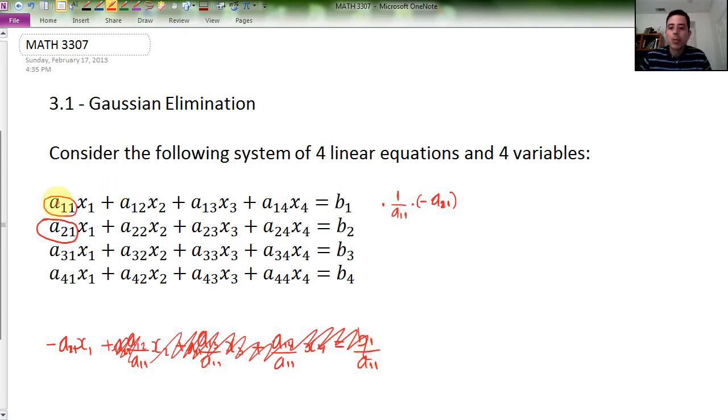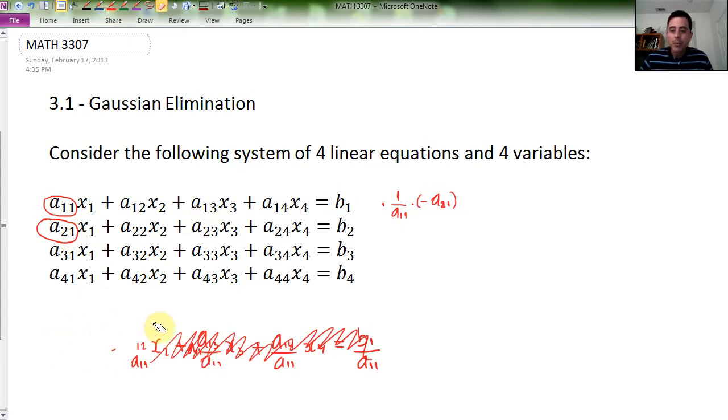But the idea is to multiply the first equation by the reciprocal, 1 over a11, so this becomes 1, and then multiply by the opposite of this coefficient, negative a21. Then this is what we have. Now we can add to the second equation. So when we add that to the second equation, x1 will disappear, right? Because the coefficient will be 0.